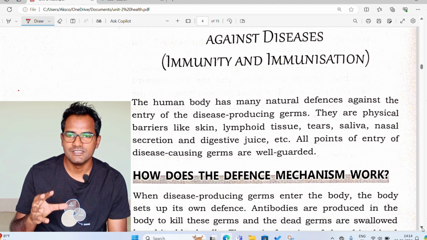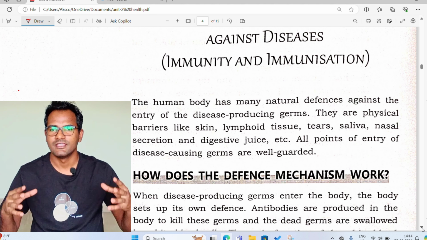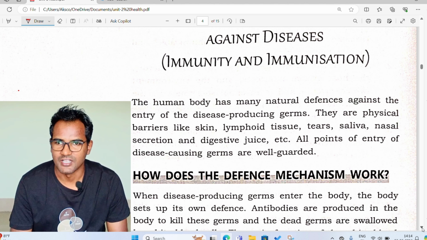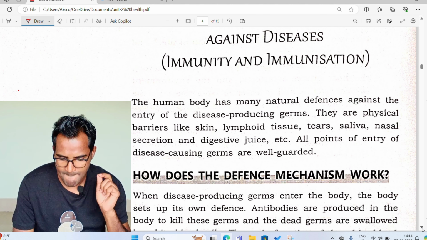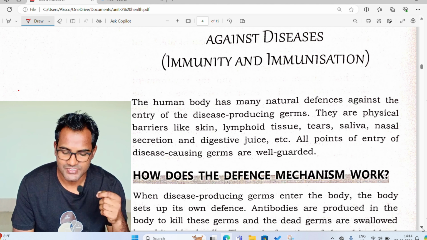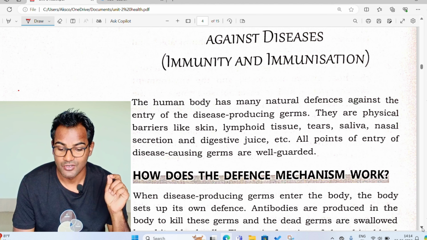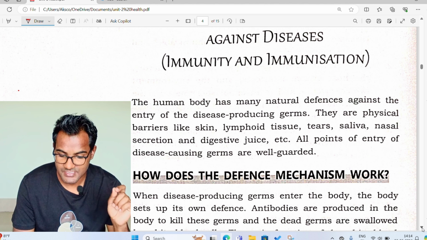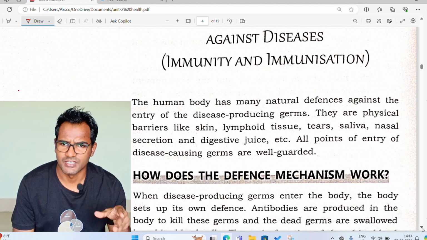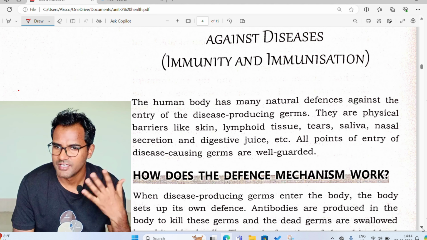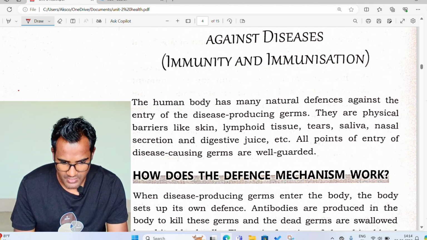Then what happens? These gastric juices or digestive juices along with hydrochloric acid kill the microorganisms in our body, right? They kill the microorganisms, and we are protected from different types of diseases. Now all points of entry of disease causing germs are well guarded. So all the entry points through which the germs can enter are well guarded by our natural physiology, right?